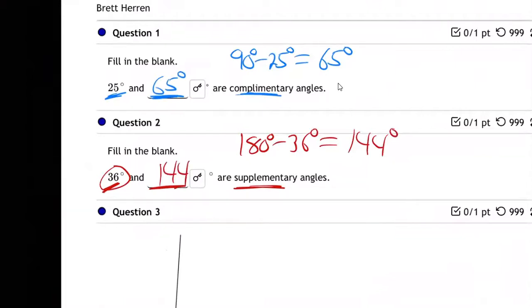Yeah, so those two are pretty easy, right? Complementary angles add up to be 90. So take the first angle, subtract from 90. Supplementary angles add to be 180. So take the first angle and subtract from 180 to get the other angle. There we go.